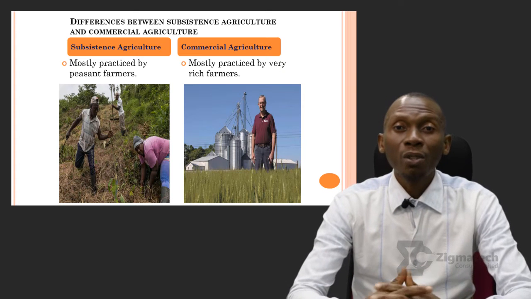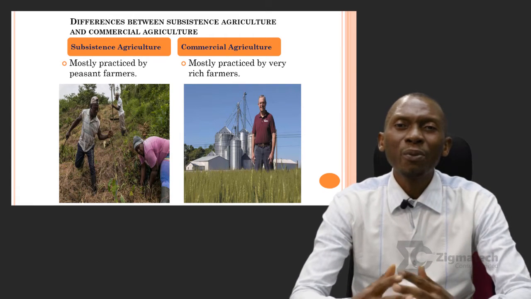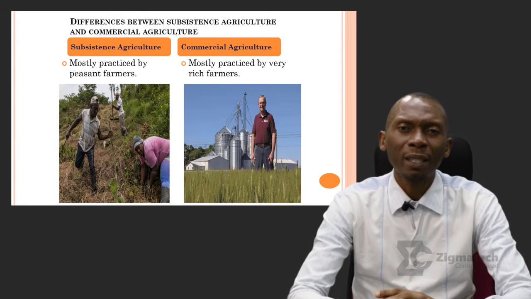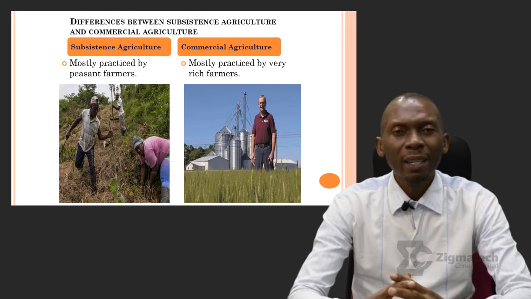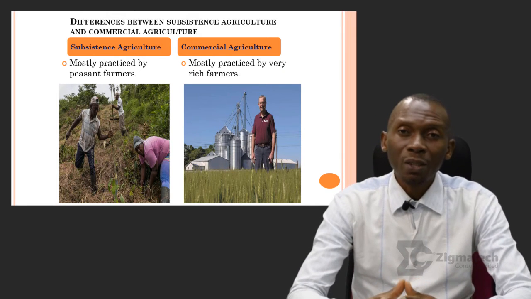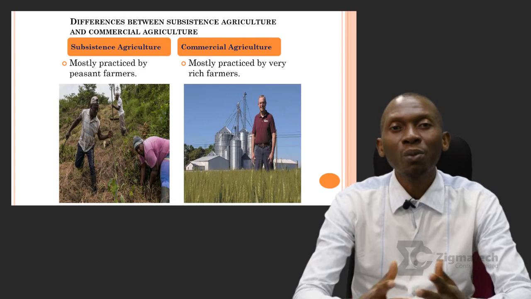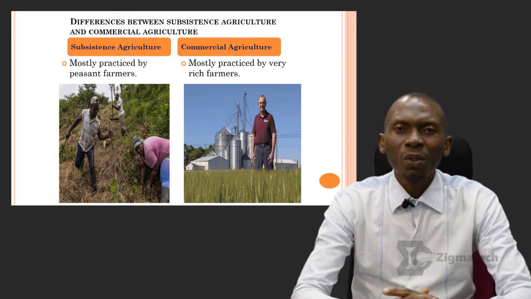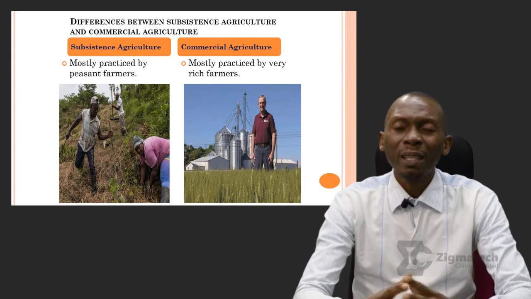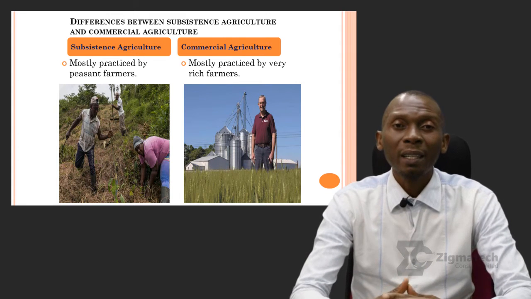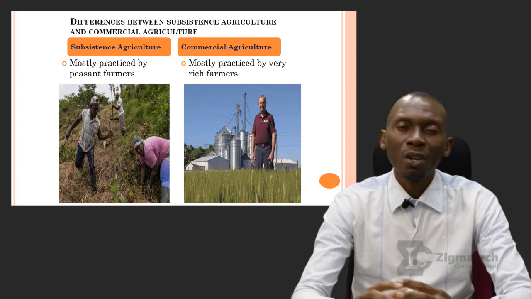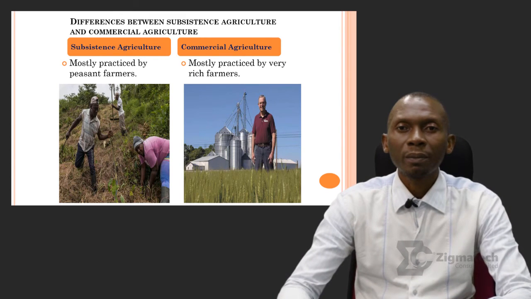Now, commercial agriculture is also practiced by rich farmers, while subsistence agriculture is practiced by peasant farmers, rural farmers. So that's another difference between subsistence agriculture and commercial agriculture. Subsistence agriculture is practiced by peasant farmers, rural farmers, those that are not so learned or educated, while commercial agriculture is practiced by the rich, those that really have money, the capital to engage in commercial agriculture.